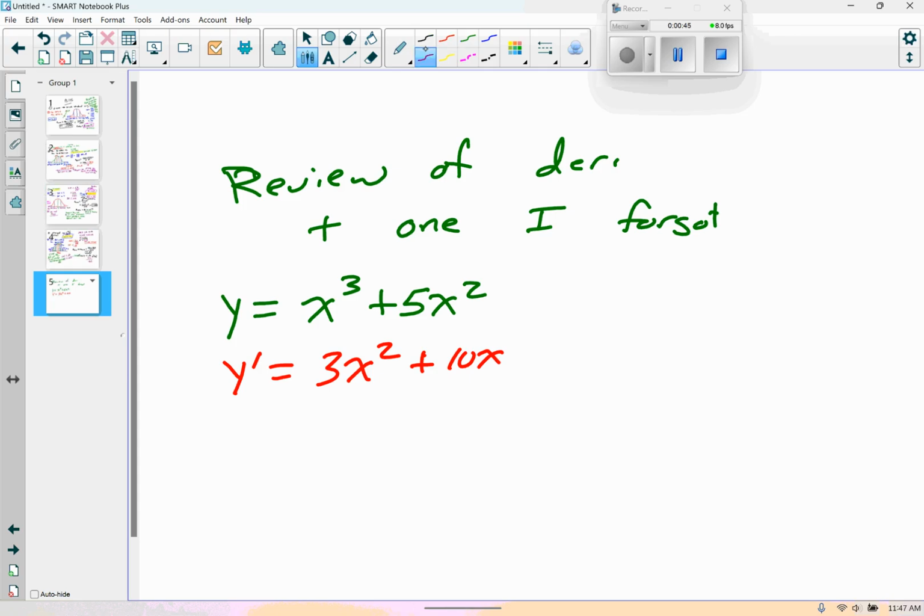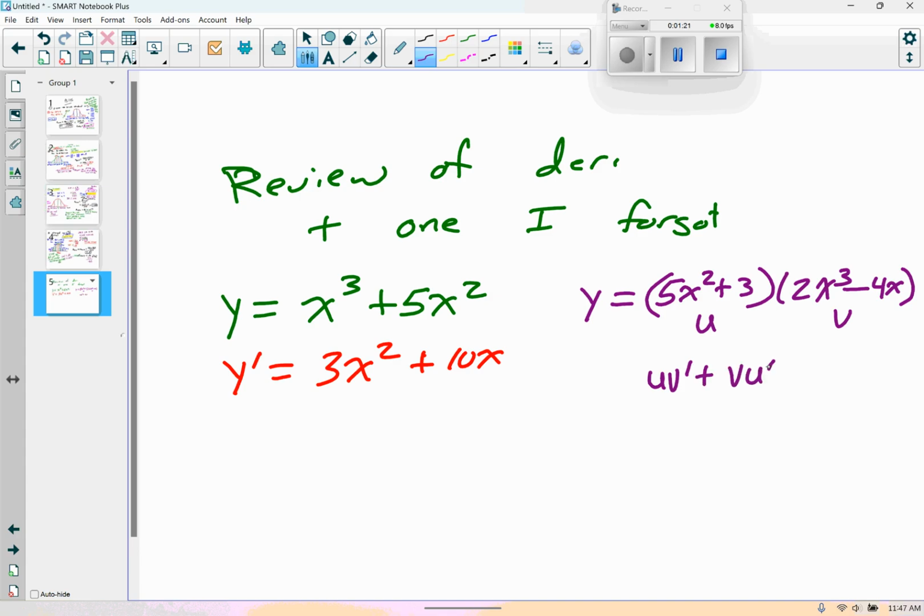Then we talked about what we do when we had something like this. Let's do 5x squared plus 3, and then 2x to the third minus 4x. So this would have been one of the ones. I can't believe I screwed this up. So basically, if you call this u, you call this v, it becomes u times the derivative of v plus v times the derivative of u.